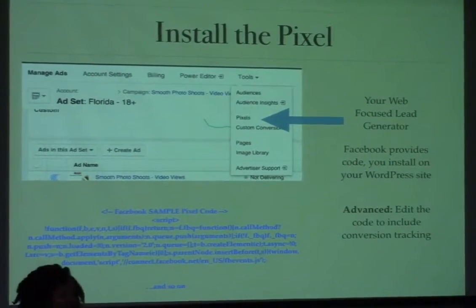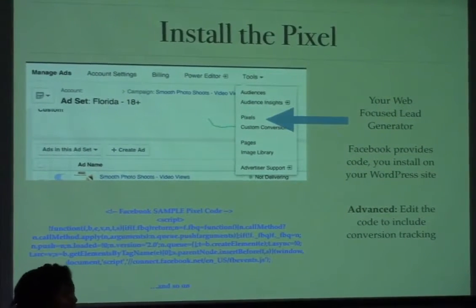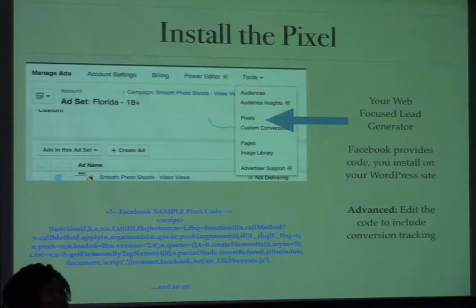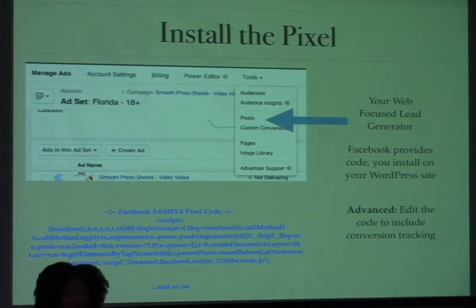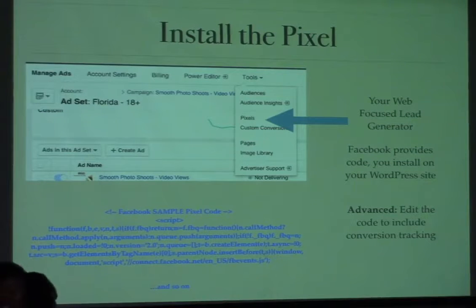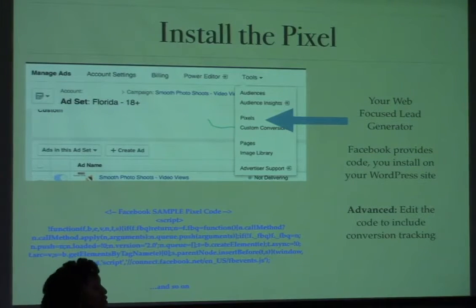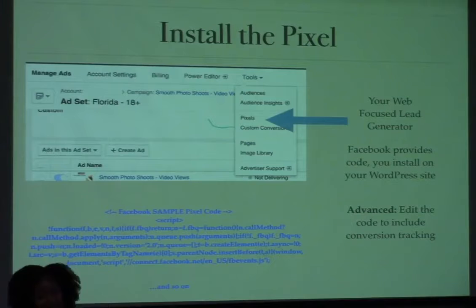Now, not just every time a person clicks the button from your ad to look at your website, but every time any person in the world goes to your website, Facebook is tracking that. Then Facebook will come back, and if they're on Facebook, they're going to see your ad.